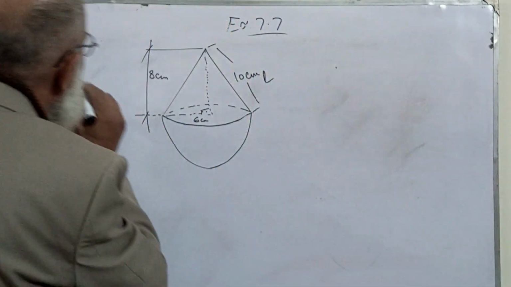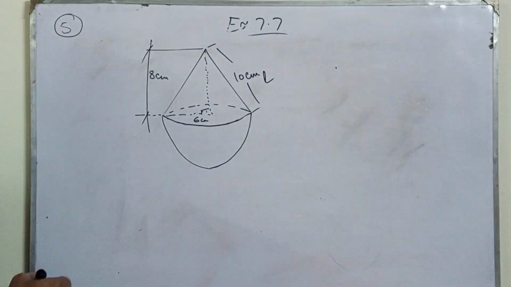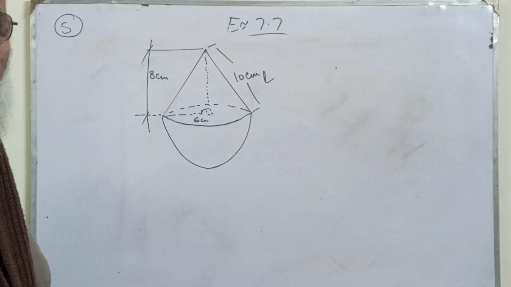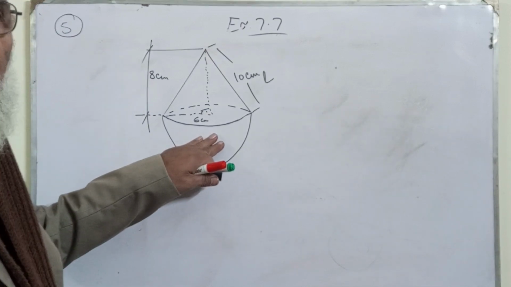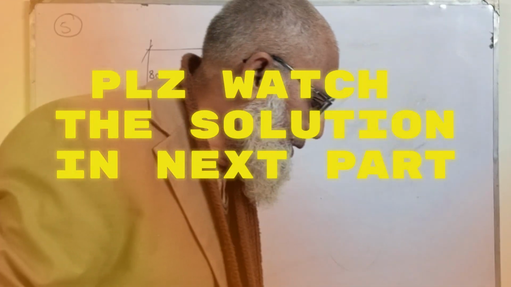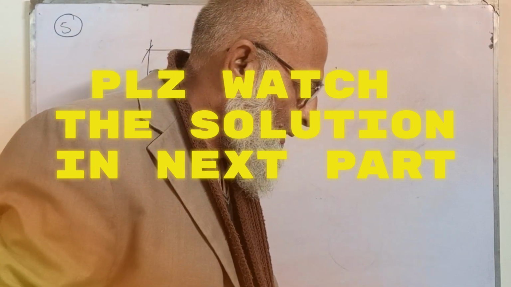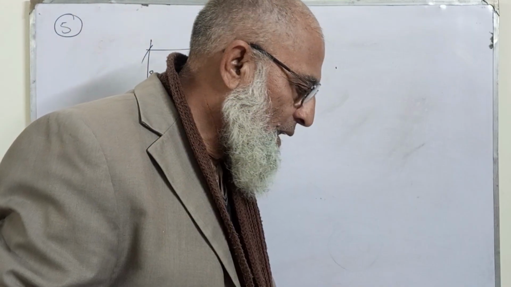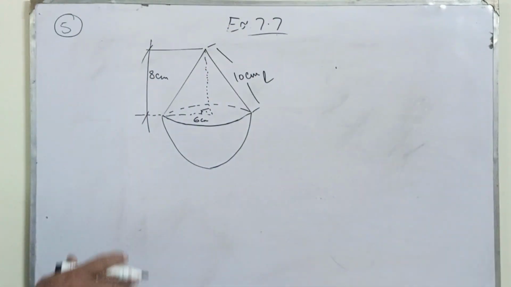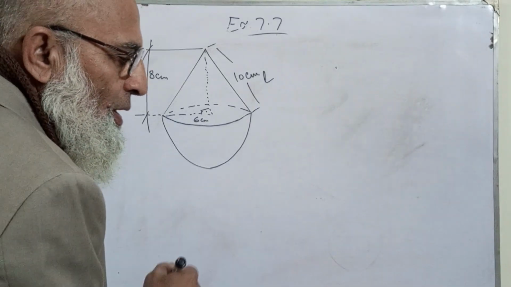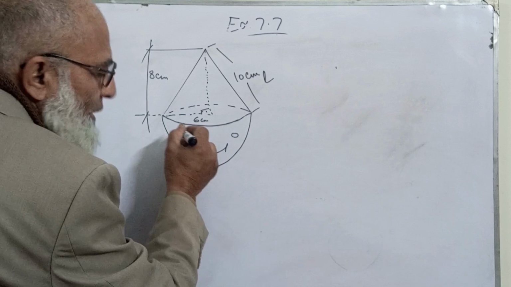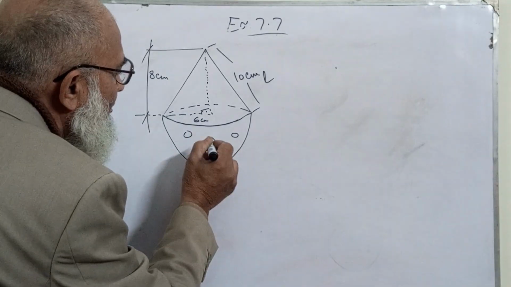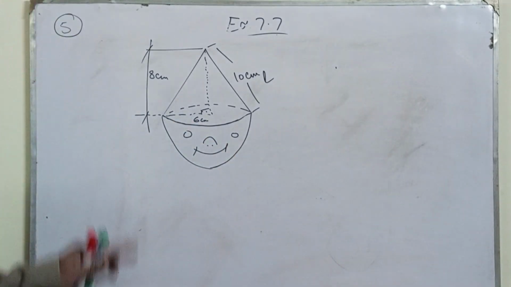Question number 5. Now what we have to find? I think we have to find both things, the surface area and the volume. Let me check it out. Find the volume of the toy. Now this is a toy. Find the surface area. Yes, we have to find the volume and the surface area. Now this sort of figure is given here, like this and like this. Okay, I have completed the figure.